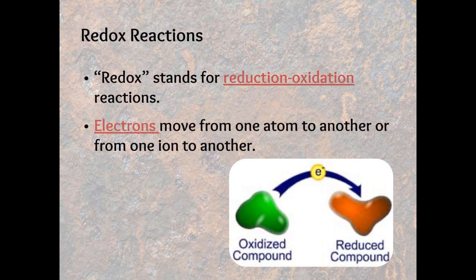This picture kind of summarizes it because it shows an electron moving from the green compound to the red compound, and that's what redox reactions are all about. Redox stands for reduction, oxidation, reactions. And rather than saying reduction, oxidation, we shorten it to say redox. In a redox reaction, electrons move from one atom to another, or from one ion to another, or from one compound to another. The main idea here is that electrons are in motion.